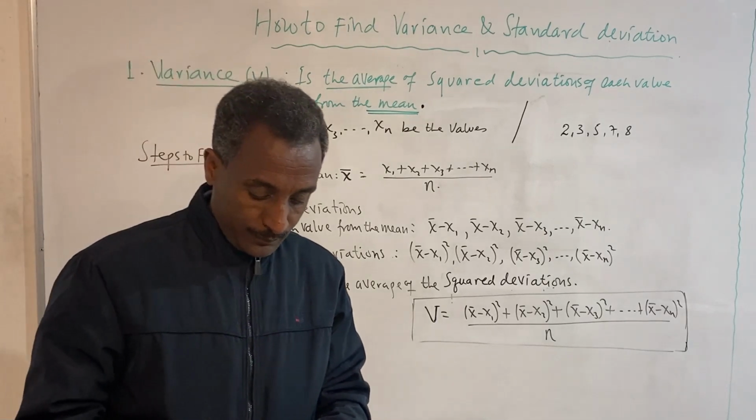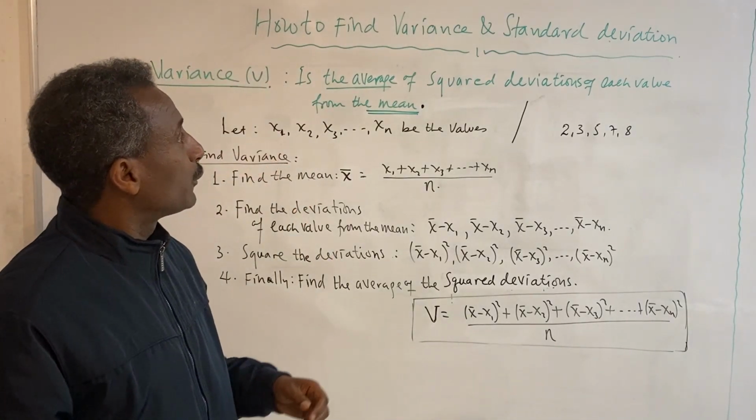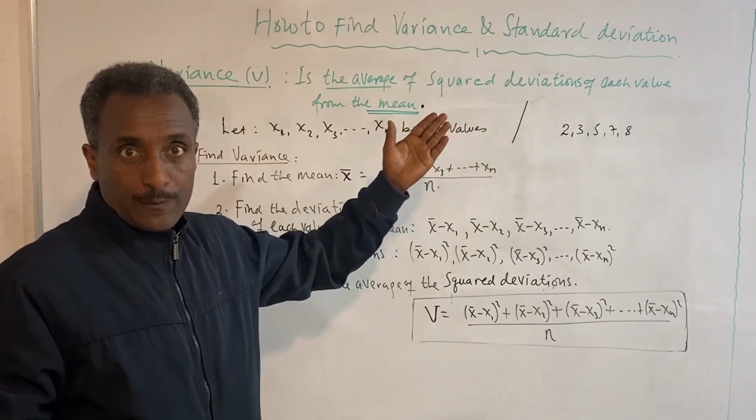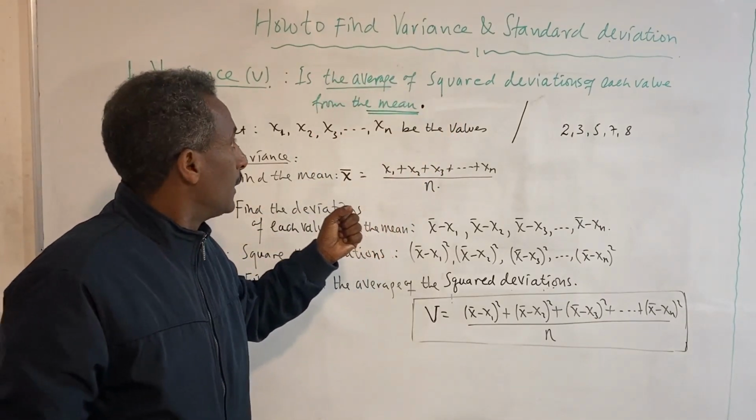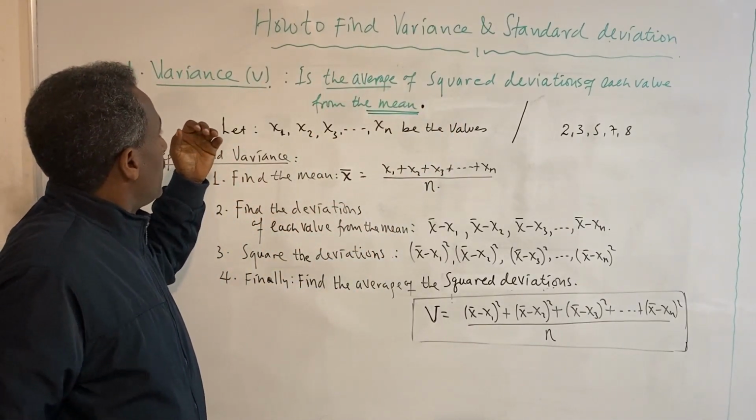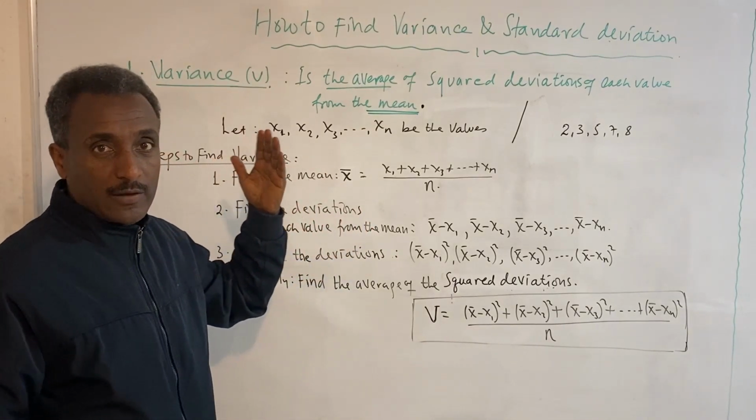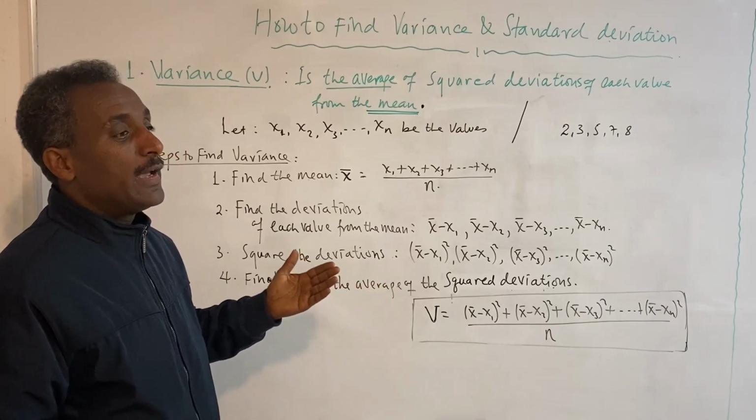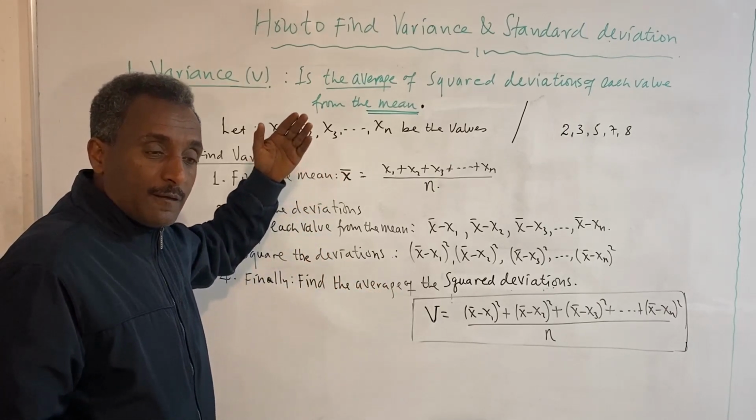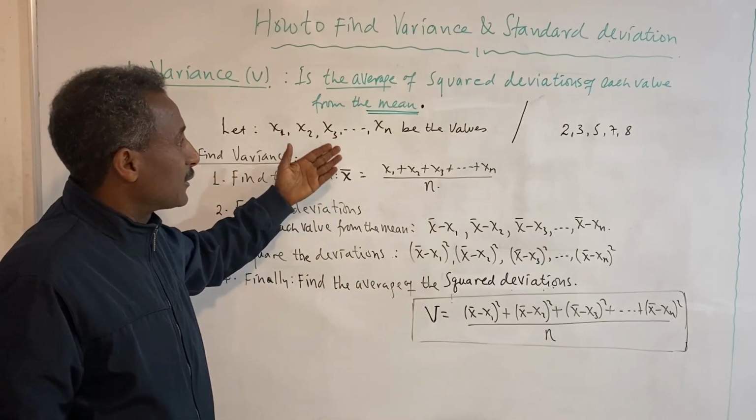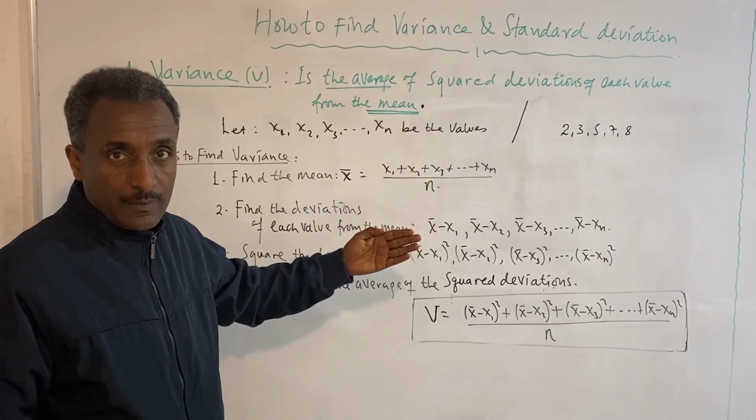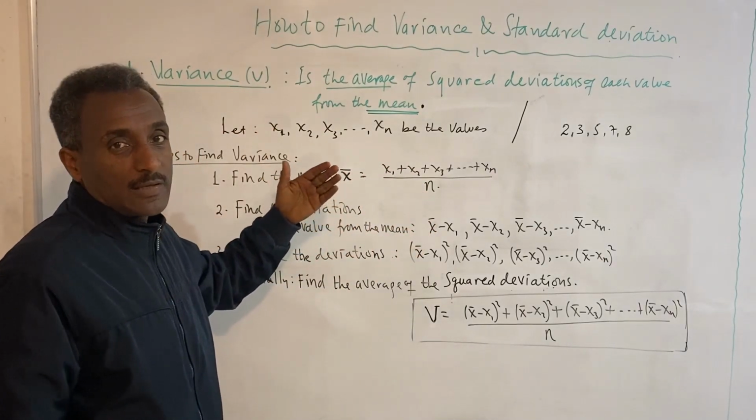Okay, I'm back now. Now I'm going to show you how to find the variance and the standard deviation of a set of data. First, what is variance? And what's standard deviation? And how do we find and calculate the variance of a set of data? How do we find the standard deviation?